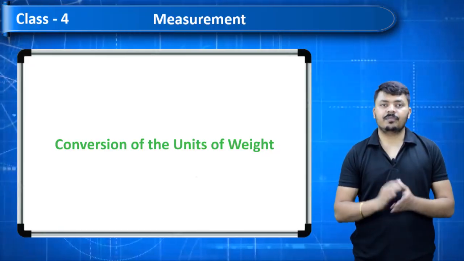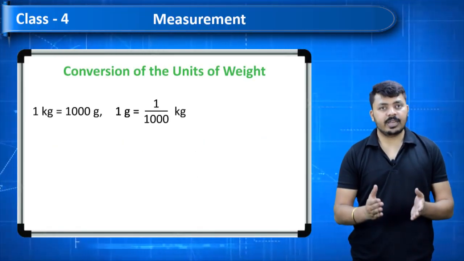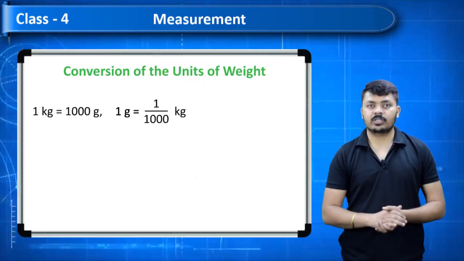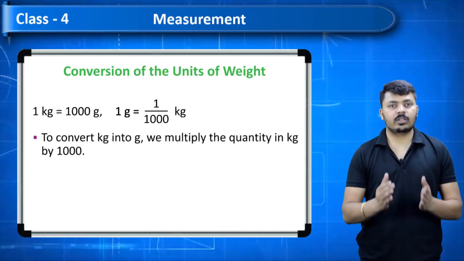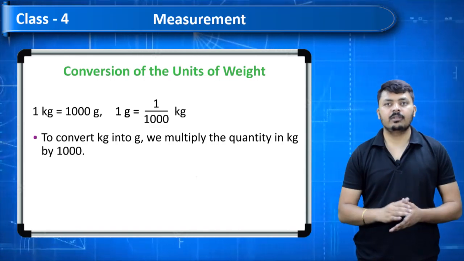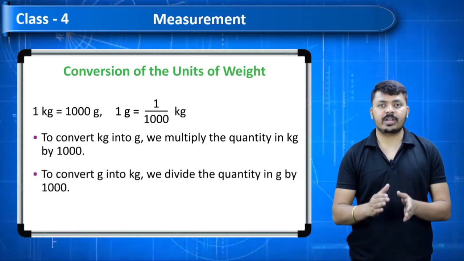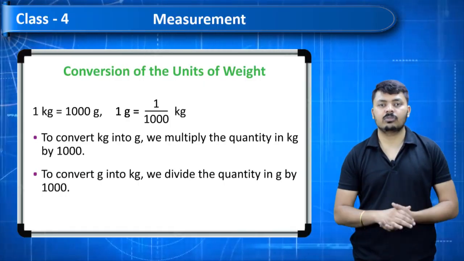Conversion of the units of weight. 1 kilogram is equal to 1000 gram. 1 gram is equal to 1 upon 1000 kilogram. To convert kilogram into gram, we multiply the quantity in kilogram by 1000. To convert gram into kilogram, we divide the quantity in gram by 1000.